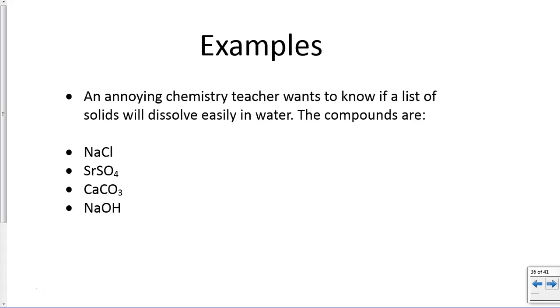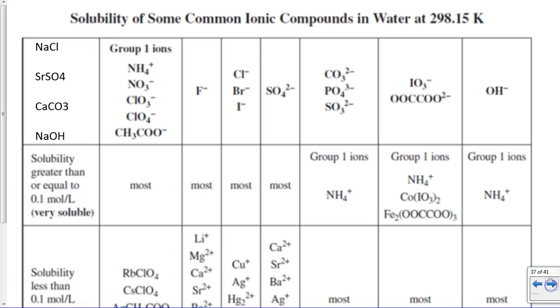Okay, so Mr. Norman wants to know if a list of solids will dissolve easily in water, and he lists these 4 compounds for you. At the moment, they are all devoid of state. So let's take a look at NaCl. Okay, we look at NaCl, we know the anion, the negative one, would be our Cl minus in this compound. So we go across the table until we see Cl minus, which we see right here.